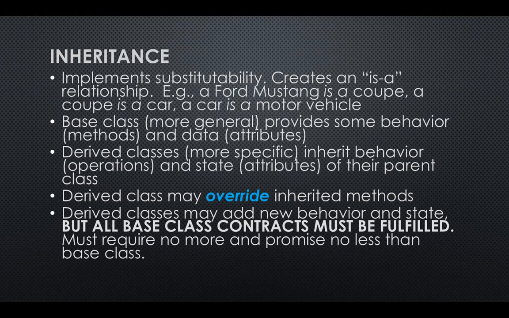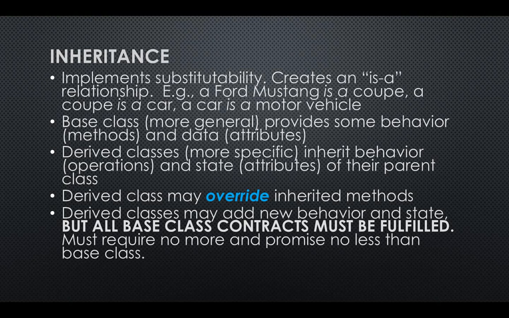So what is inheritance? Inheritance implements substitutability. It creates an ISO relationship. I believe I mentioned that a few slides ago. So here's an example. A Ford Mustang is a coupe. A coupe is a car. A car is a motor vehicle. That substitutability means anywhere I need a car, I can use a Ford Mustang because a Ford Mustang is a car. The base class is the more general that provides some of the behavior and some of the data attributes.